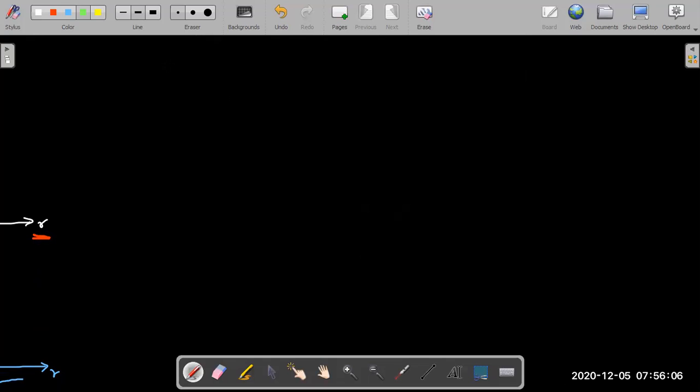Now the next one is what is called the law of areas, because it talks about the area swept. So this one is called the law of areas.